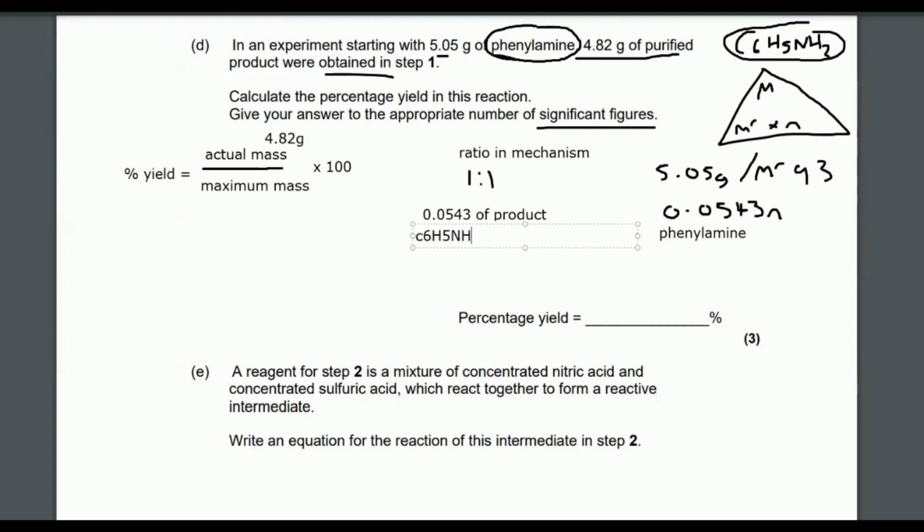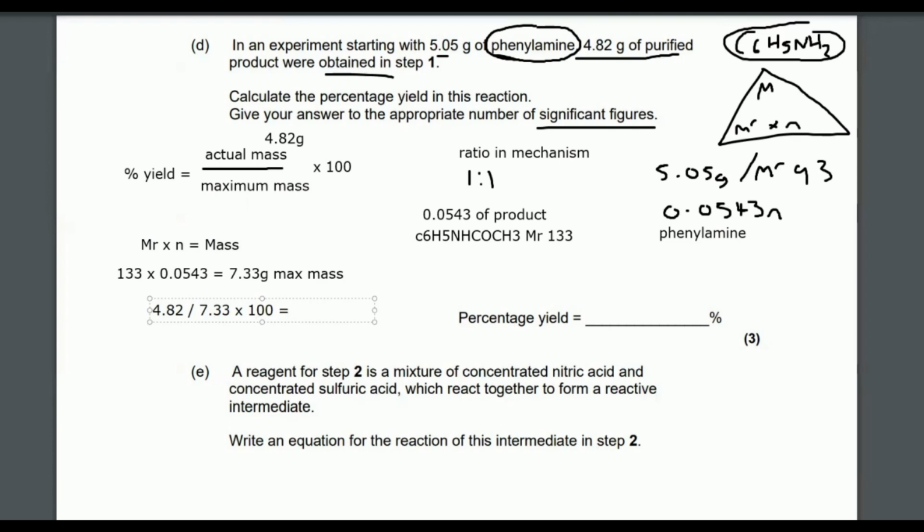Now, how do you do that? Go back to your triangle, and we're going to need to do the MR of the product times the moles of the product. Now, what was our product? Well, in step 1, it was going from phenylamine to C6H5NHCOCH3. And if you add all of that up, you get an MR of 133. So we want to do 133 times the moles of 0.0543, and that will give us a maximum mass of this product of 7.33 grams. So we should have achieved 7.33 grams if we started with 5.05 of phenylamine.